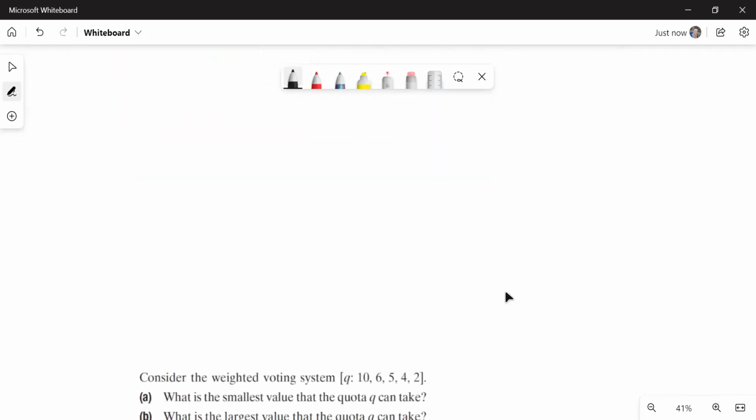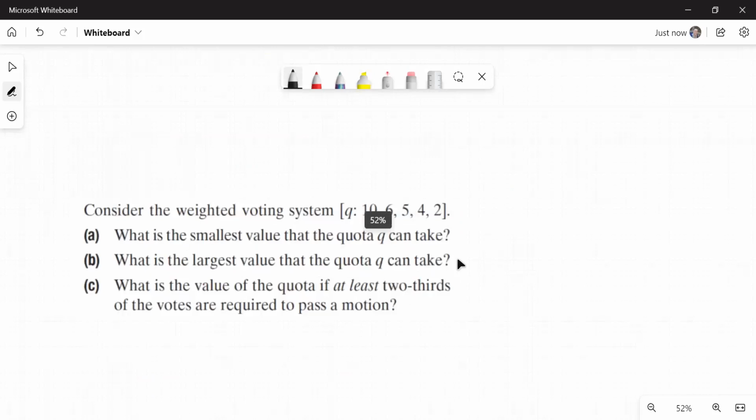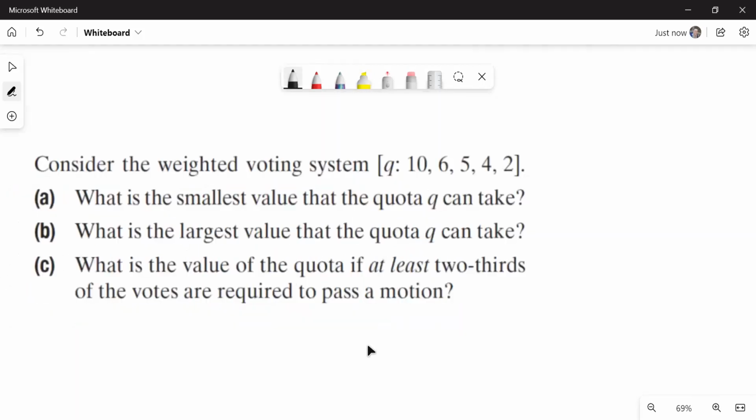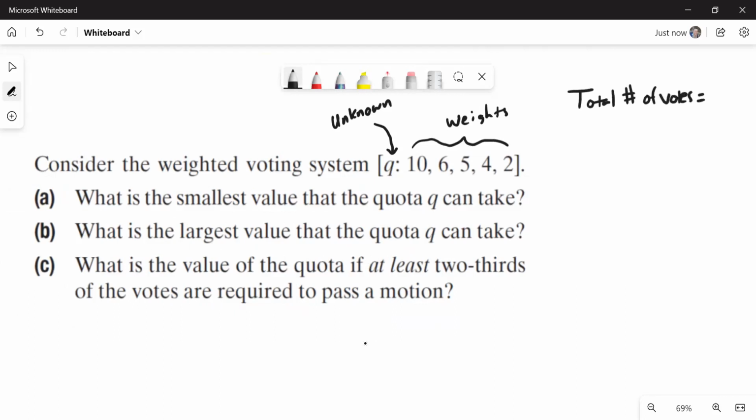Let's take a look at a last example here, and I'll get you involved just a little bit. So this says, consider the weighted voting system where the quota, we don't have that decided yet. That's unknown to us at this point, all right? The quota is unknown, we're going to list it as Q, but the weights are given as 10, 6, 5, 4, and 2 in descending order, all right? So my first question to you is, what is the total number of votes in this particular system? Pause for you to get an answer to that.